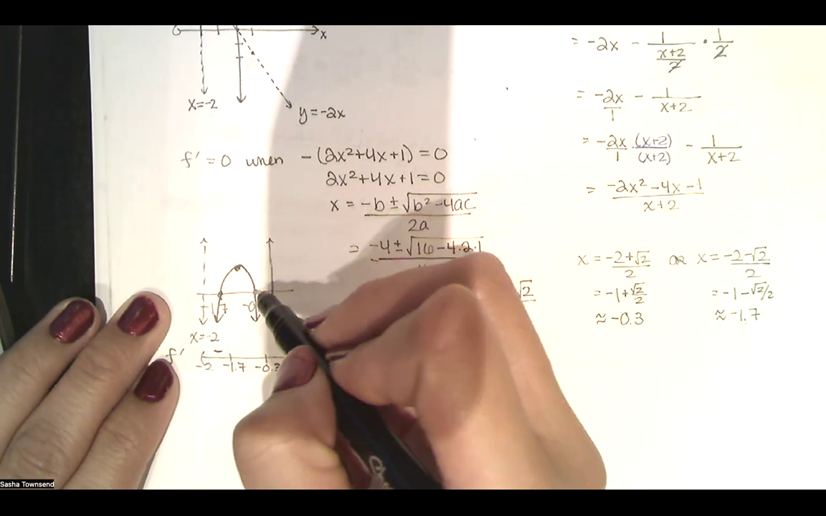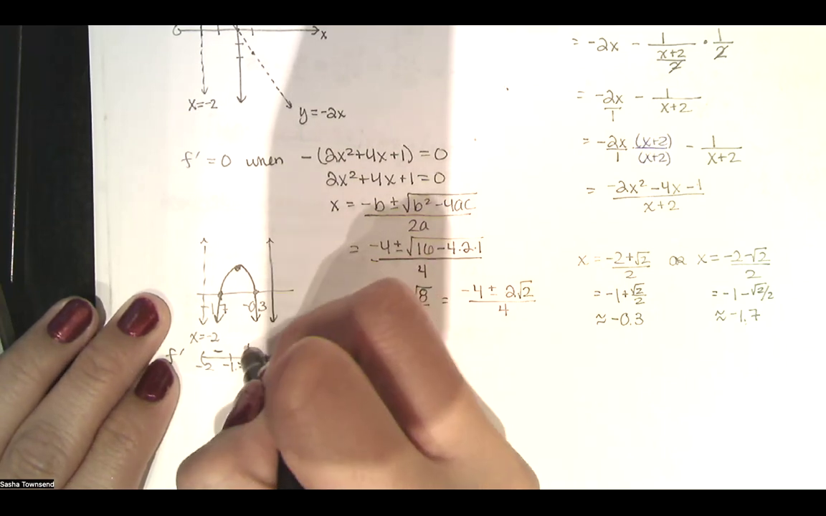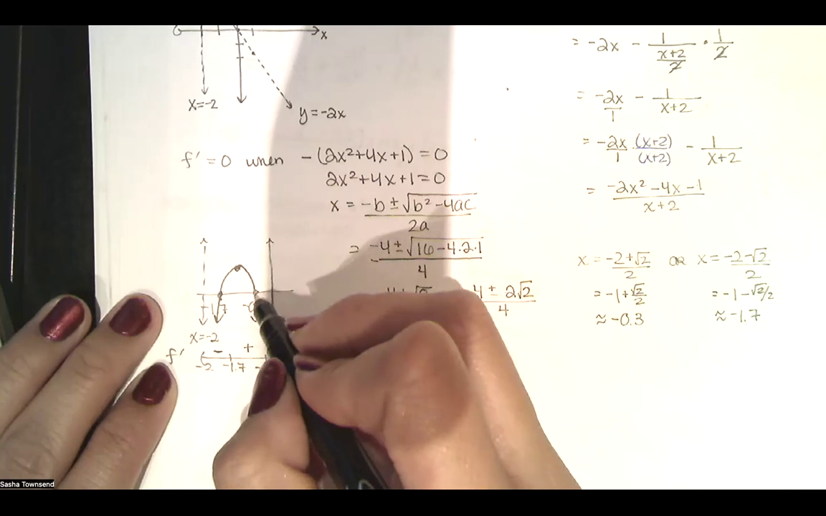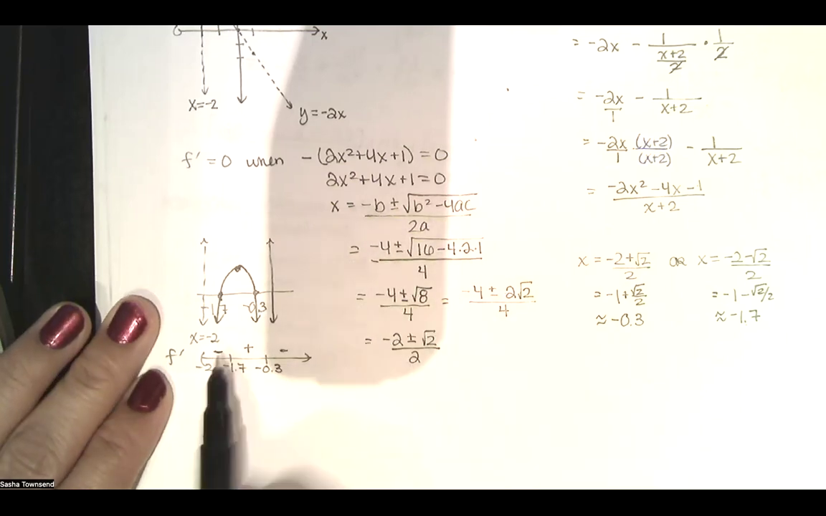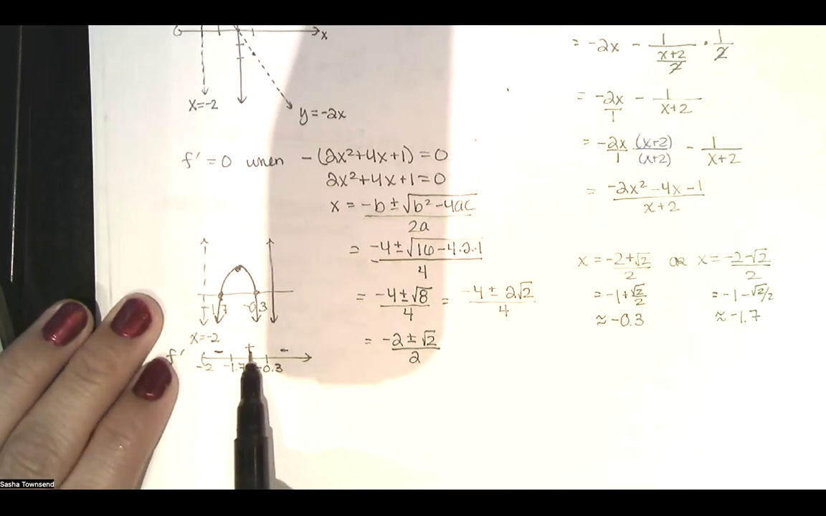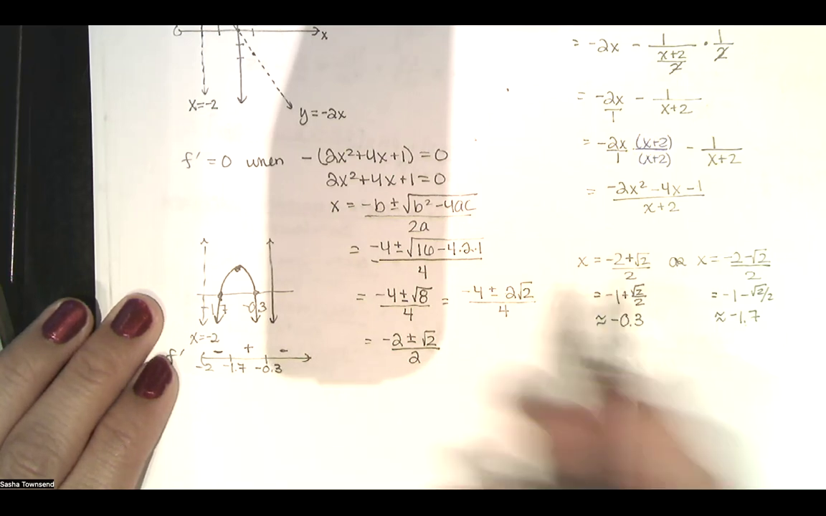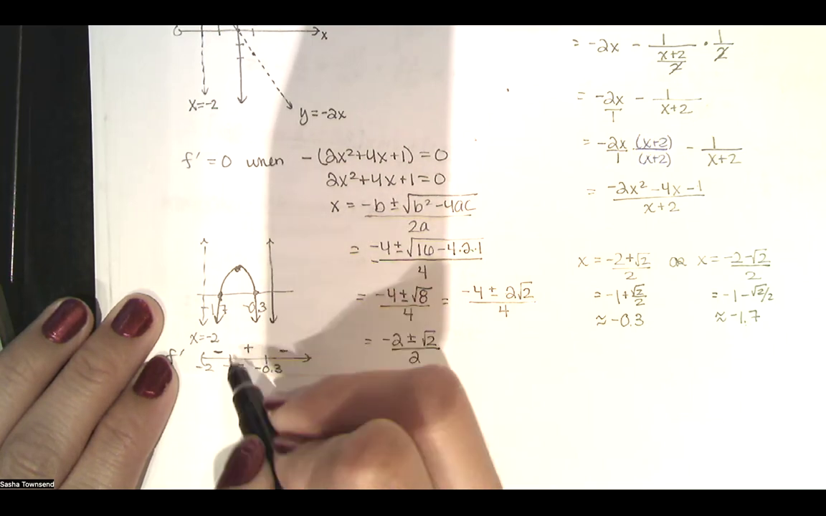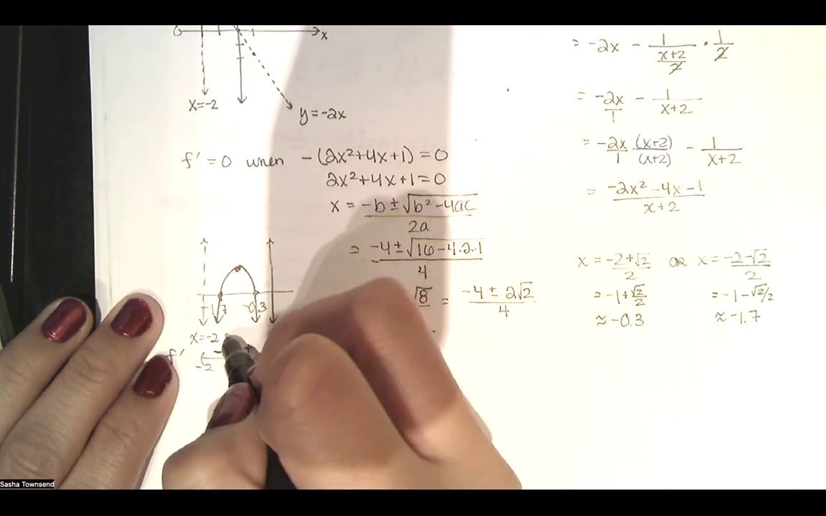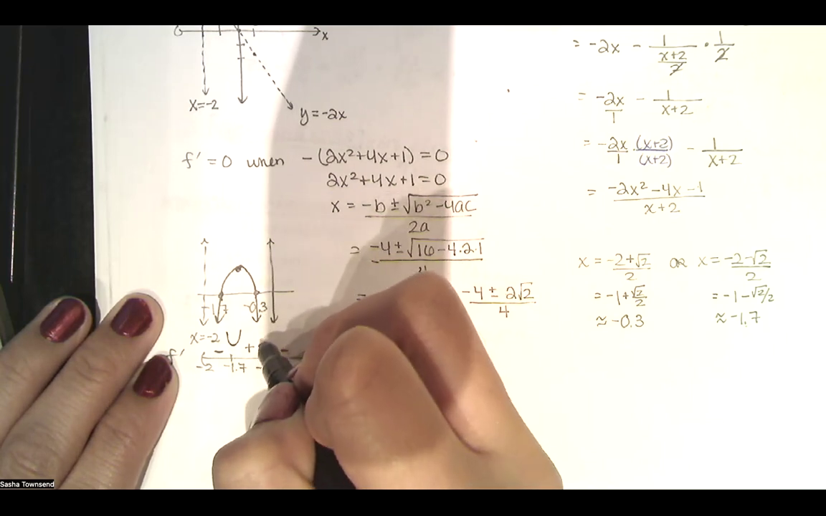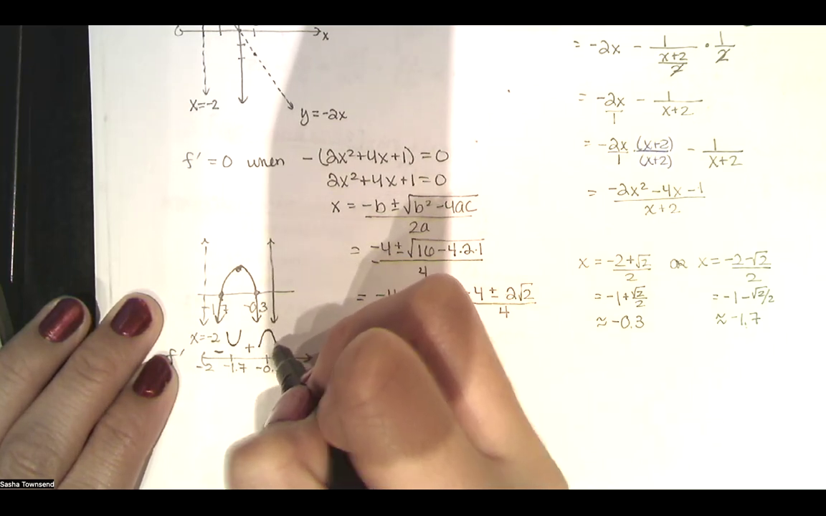From -1.7 to -0.3, our y values are positive. And then from -0.3 to infinity, the y values are negative. So our function goes from decreasing to increasing to decreasing at those x values, and the exact values are these, right? And the derivative is 0 at those x values. The function goes from decreasing to having a 0 slope to increasing, and then the function goes from increasing to having a 0 slope to decreasing.